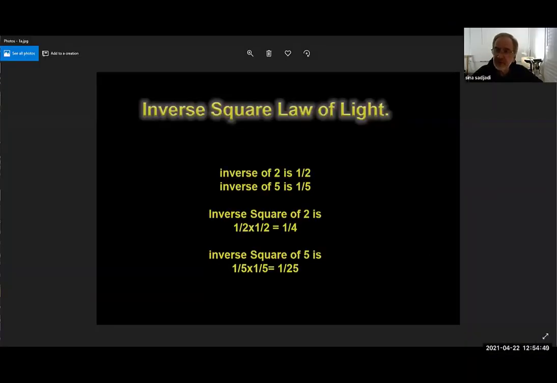But I kept it until today. So let's go over that real quick. Make sure that you follow what we're saying, because there's going to be a couple of questions on the second exam on this. It's called the inverse square law of light.